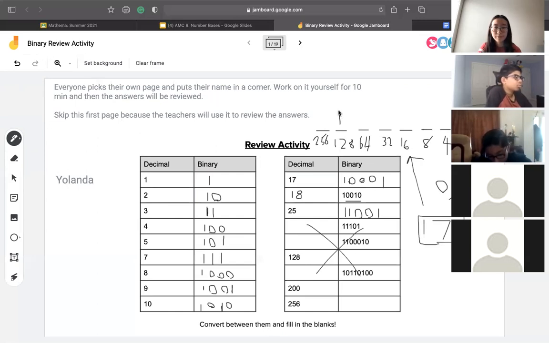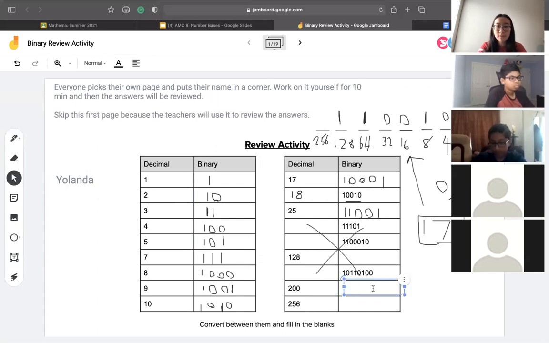Exactly, it would be in 128 because 256 is too big. And now we do 200 minus 128, which should equal 72. So next one, we can put a 1 here because 64 does fit into 72. And now we have 8 left over, so we put a 1 in the 8's place and 0 goes in everywhere else. Okay, so we can write that as 1 1 0 0 1 0 0 0.